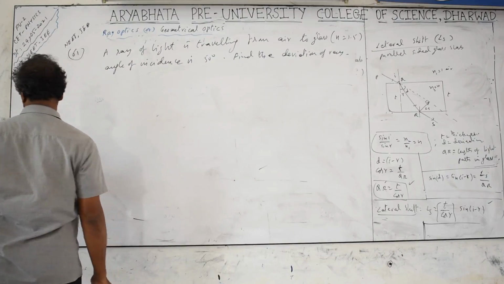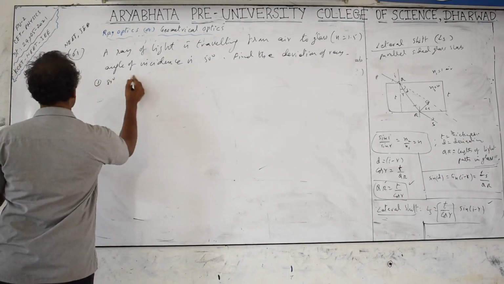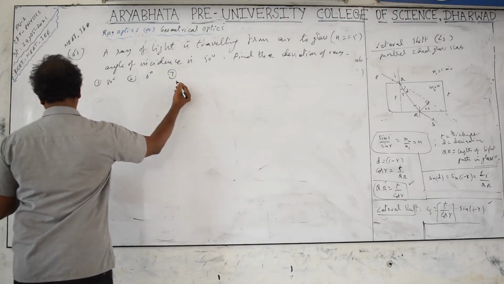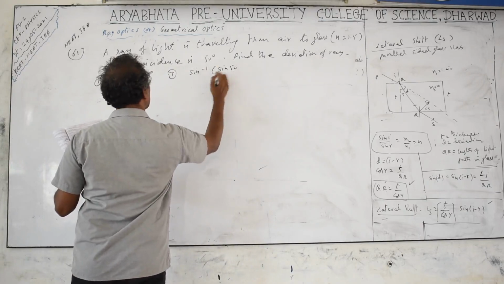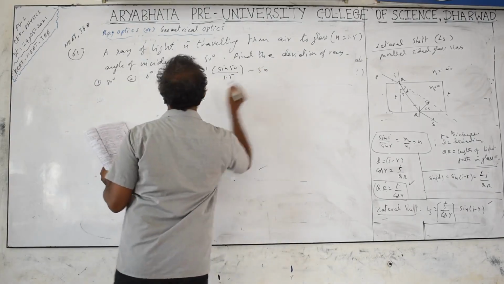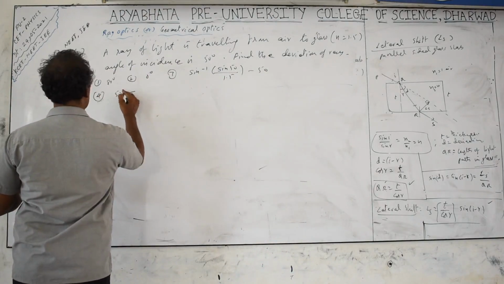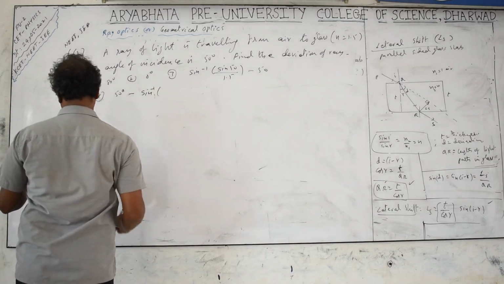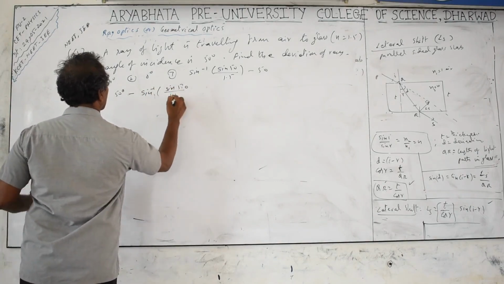Light is traveling from air to glass. Options: A, 80 degrees; B, 0 degrees; third option, sine inverse of sine 50 by 1.5, minus 50; and the fourth option, 50 degrees minus sine inverse of sine 50 by 1.5.